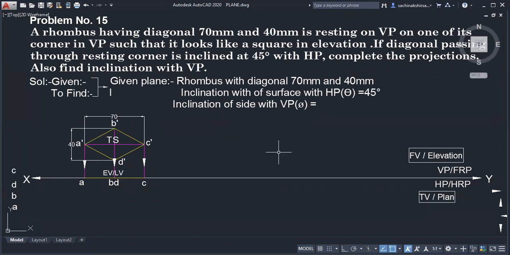Now, as the plane is lying in VP, first there will be an inclination with VP. Is the inclination with VP given? No, sir, it is not given. But what is given? The apparent shape is given in this stage. How does this rhombus look in apparent shape? It looks like a square. As told, in elevation it looks like a square. So how to draw a square at this stage?